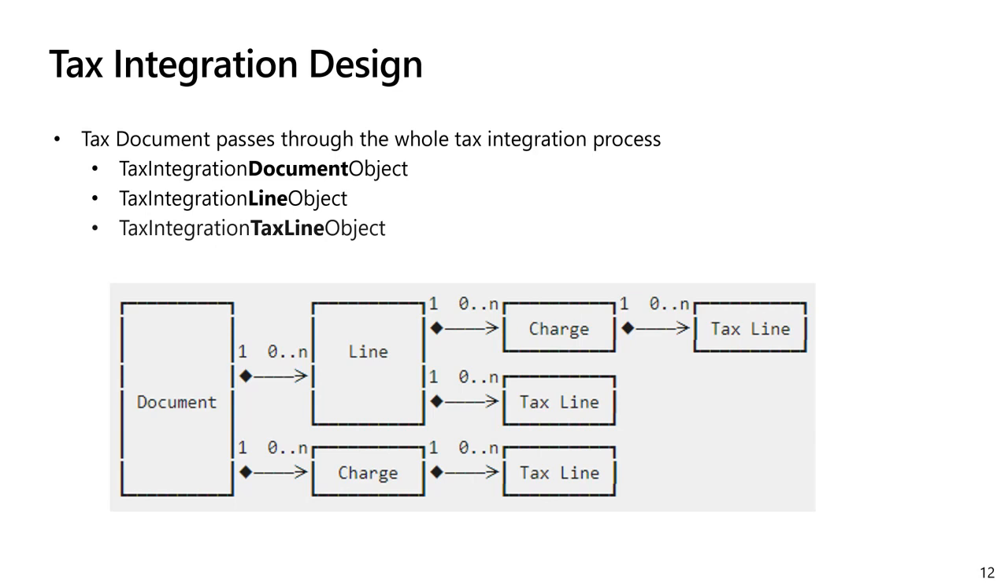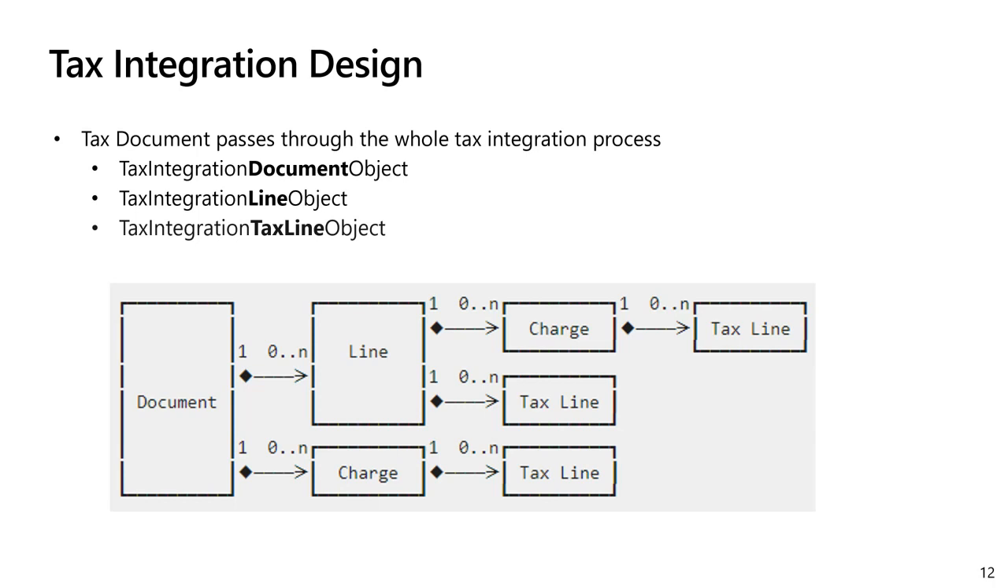First, there are three classes: the tax integration document object, the tax integration line object, and the tax integration tax line object. You will see in this graph, the top one is the document object, and a document can contain many lines and also many charge lines. A line can also contain many charge lines and contain the tax lines. The tax line is about the calculation result.